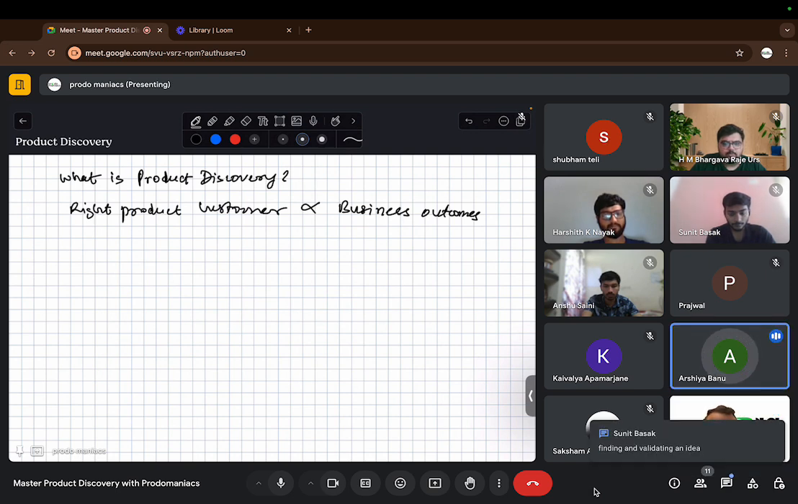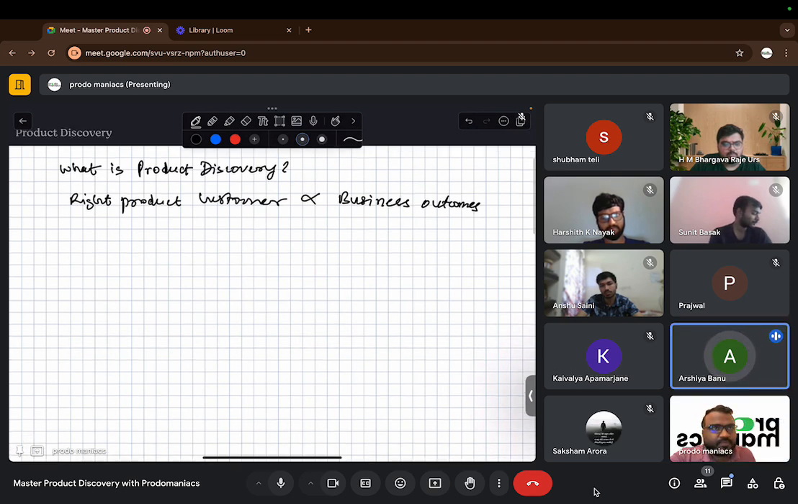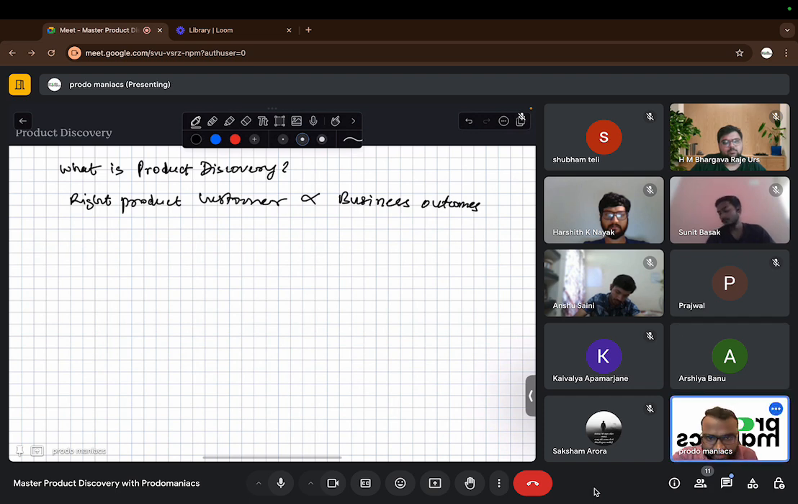I think we have identified the problem, we know the solution, and now we are building a solution like how customer will react using our application and what are those features that one has to include so that it can be used by customers. Okay. Same on the same lines. Sunit is saying finding and validating. Okay.